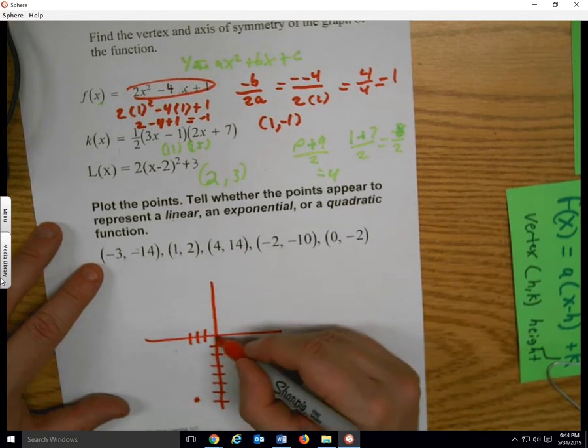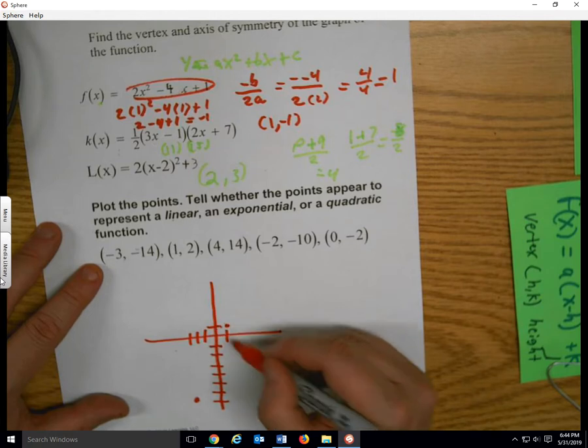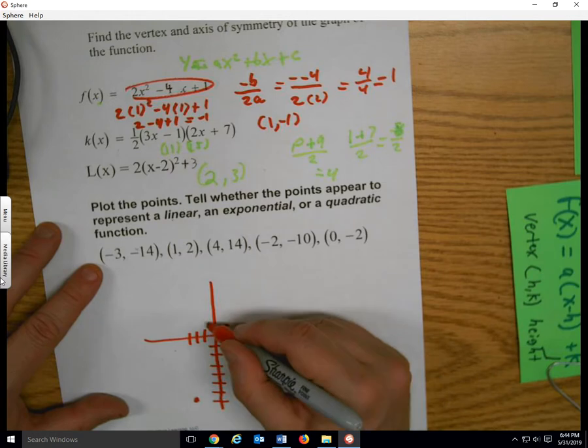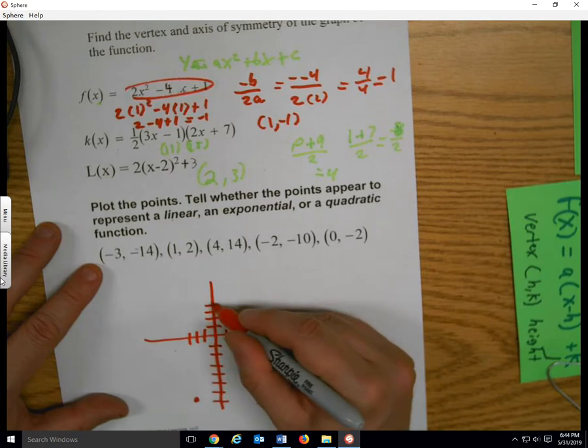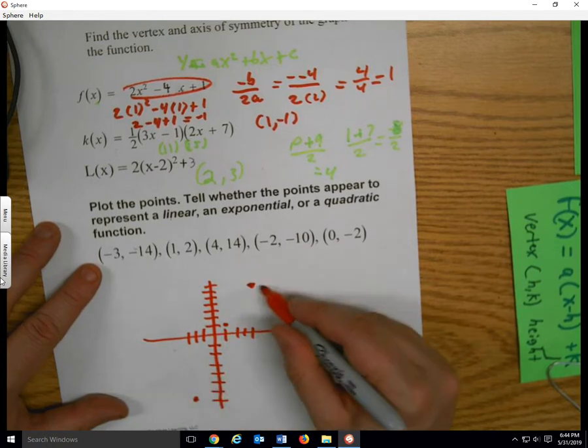The x is a 1. The y is a 2. Remember, I'm counting by 2's. The x is a 4. The y is a 14. 2, 4, 6, 8, 10, 12, 14. I mean, what is that looking like so far? It looks like it could almost be linear, right? But it could curve on me.